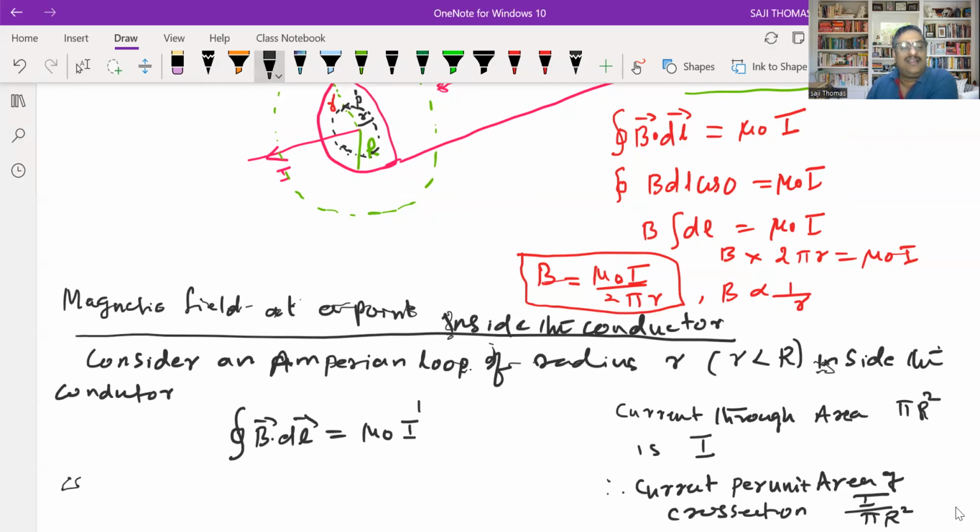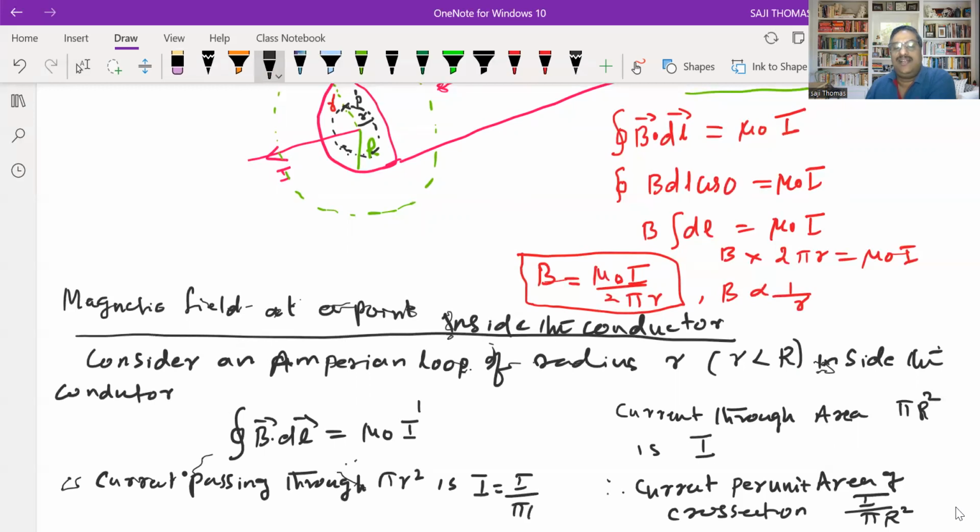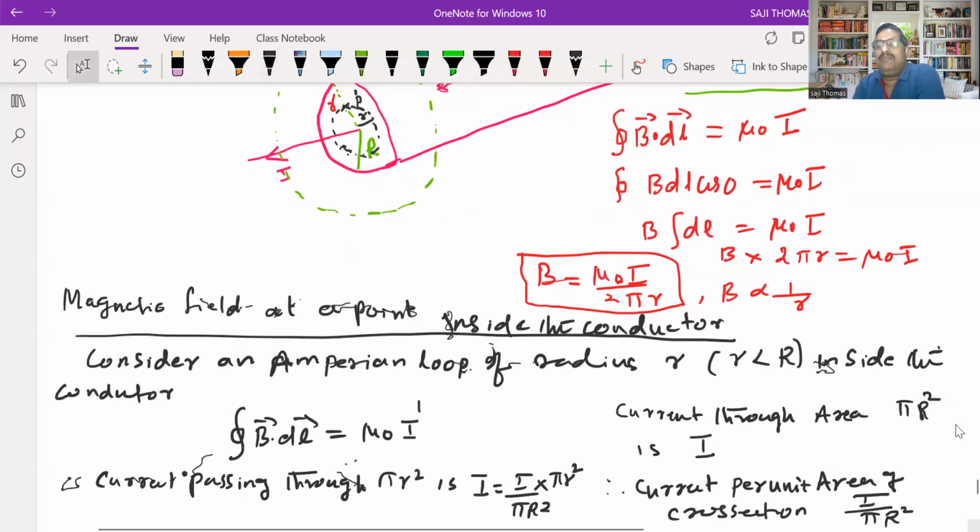Therefore, current passing through the smaller area pi r square is I dash equals, how will you find out? Current per unit area into the smaller area. So this is the current passing through that smaller Amperian loop. Why are we considering the smaller Amperian loop? You need to find out the magnetic field inside the conductor.